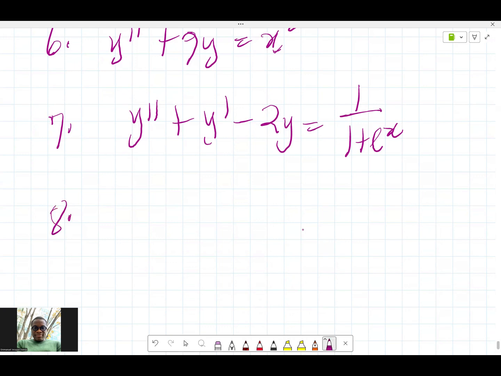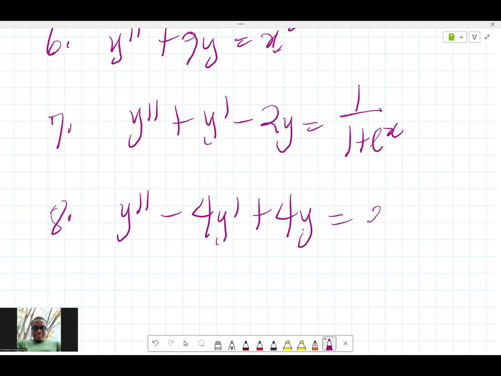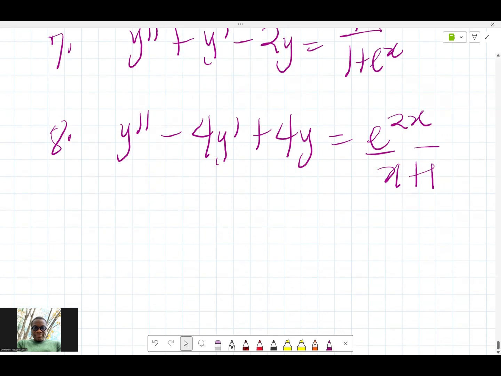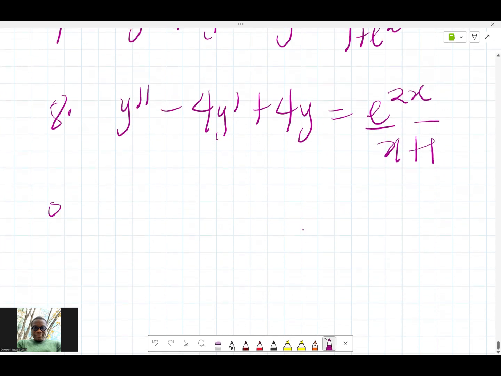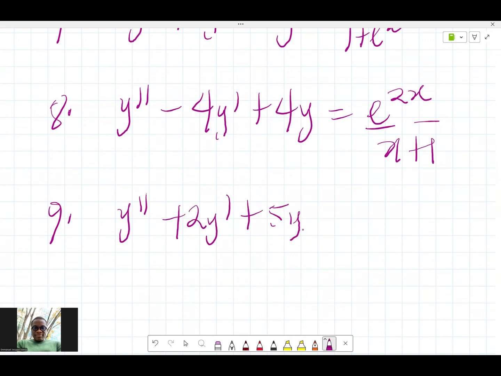Then number 8 can be y'' minus 4y' plus 4y equals e^(2x) all over (x plus 1). Okay, some serious task right there. Then question 9, we have y'' plus 2y' plus 5y equals e^(-x) cos x.